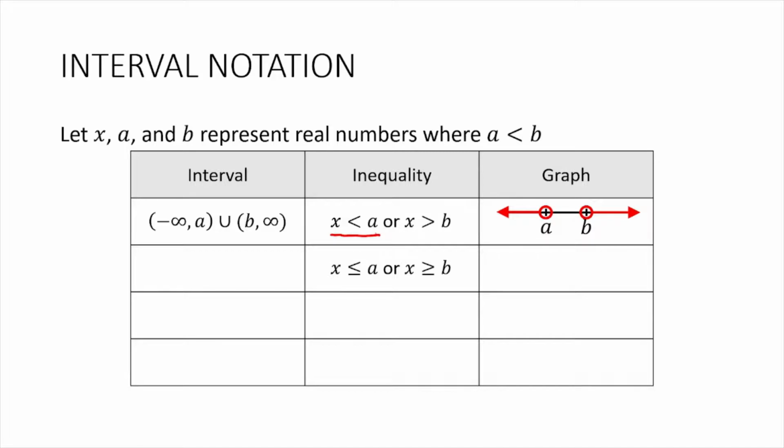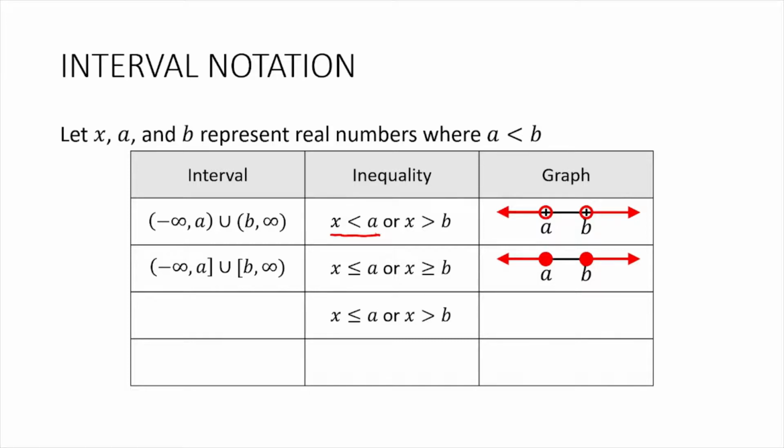Now what if x is less than or equal to a, or x is greater than or equal to b? The same as the previous one, however in this case we include both a and b. So from a, including a, and all the real numbers to the left of a going to negative infinity, or the values from b, including b, and all the real numbers to the right of b going to positive infinity. So we say from negative infinity to a, including a, union from b to positive infinity, including b.